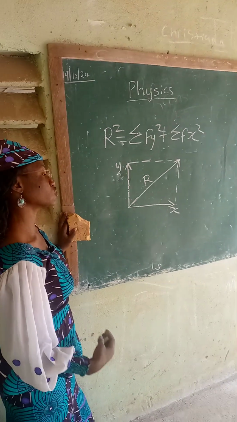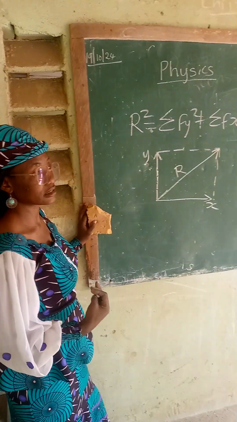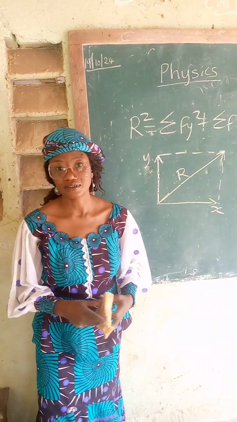After you have done this, you have a particular value, which is now our resultant. Maybe in the next class we'll solve practical problems that will help with the understanding of this. Thank you very much.